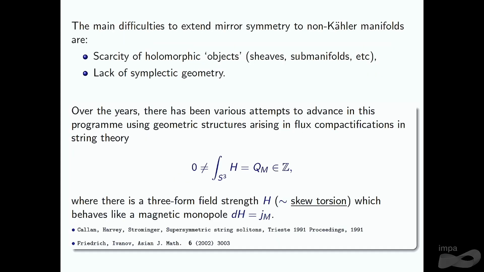This three-form is going to be related to skew torsion for a suitable metric connection on the manifold, which behaves like a magnetic monopole. So dH, the derivative of the three-form, is going to be some magnetic source. This causes the integral over three-dimensional cycles on the manifold to be possibly non-zero. If we were Kähler, this would be zero, and there would be no flux, which is this magnetic charge.